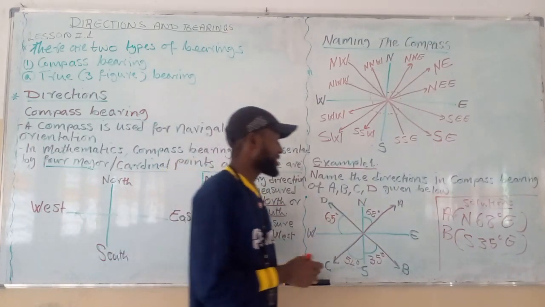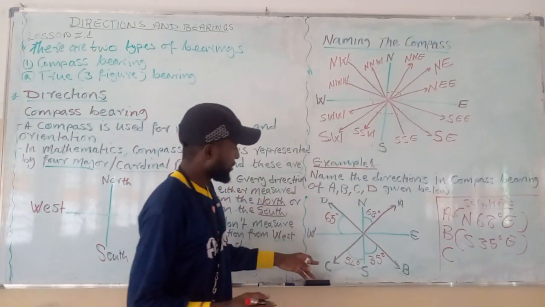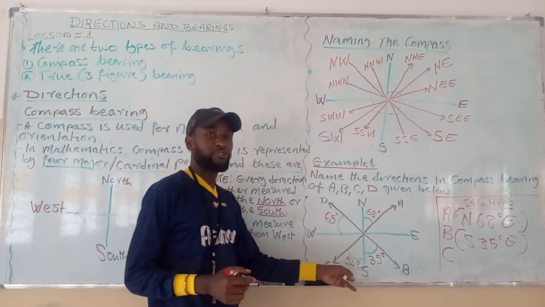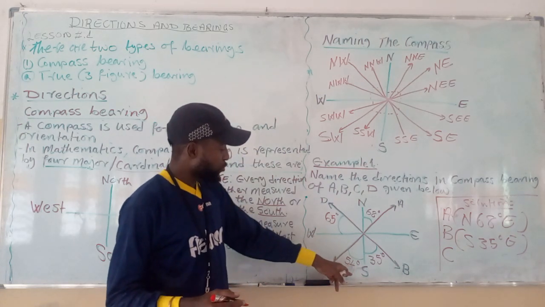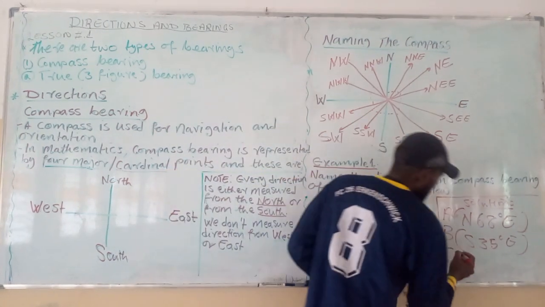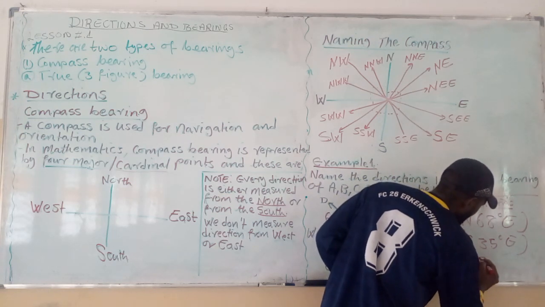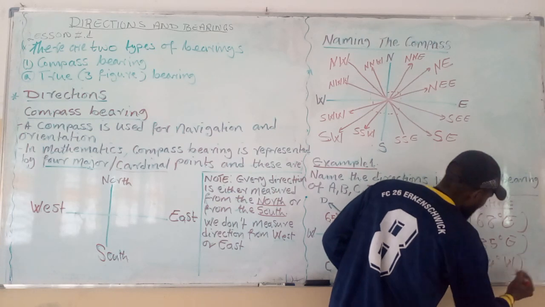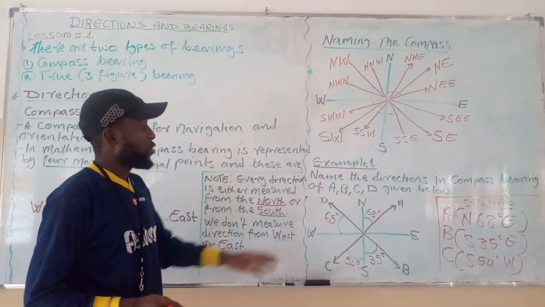Let us look at our C. What will be the direction for C? C is here. So I cannot say west, south. No, it will be wrong. It's supposed to be south, then west. So this one to be C, it will be south 54 degrees west. Okay? So we are saying that C, it is south 54 degrees west. Just like that, it has ended. Okay, we are done.